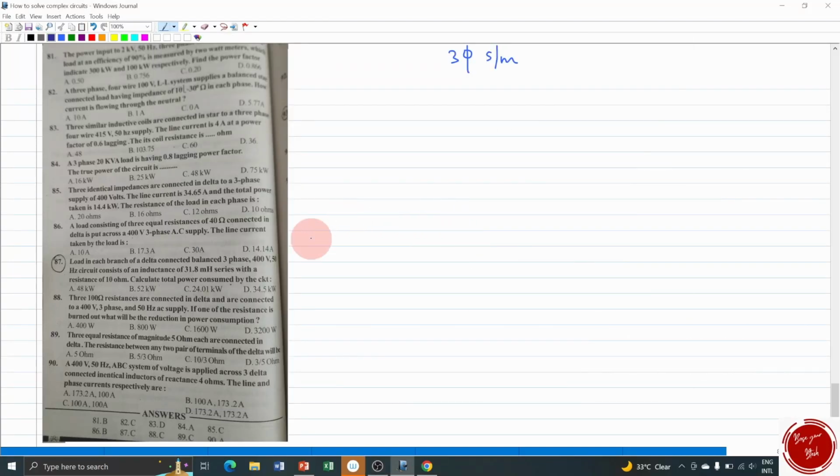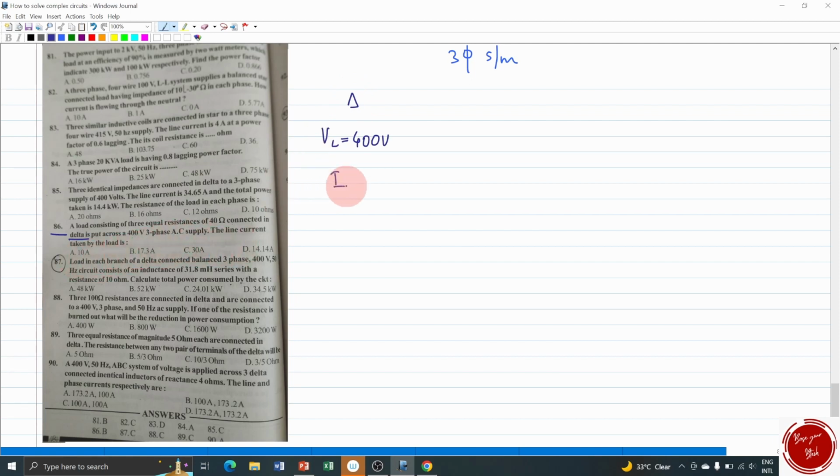Hello friends, so let's continue doing question number 86. A load consisting of three equal resistances of 40 ohms connected in delta is put across a 400 volt three phase AC supply. The line current taken by the load. So whatever value is given in the question, it's the line value, that is 400 volt is VL. VL is equal to 400 volt and it is a delta connected system. We have to get the line current taken by the load.